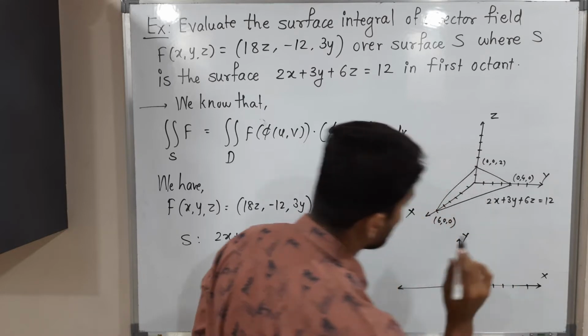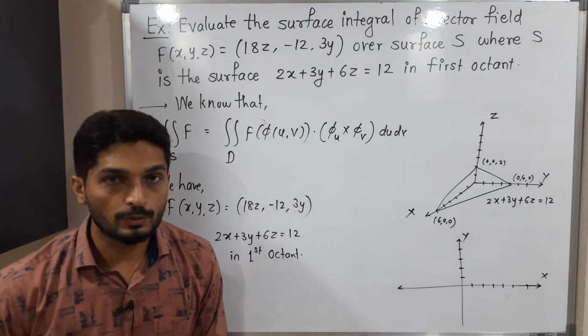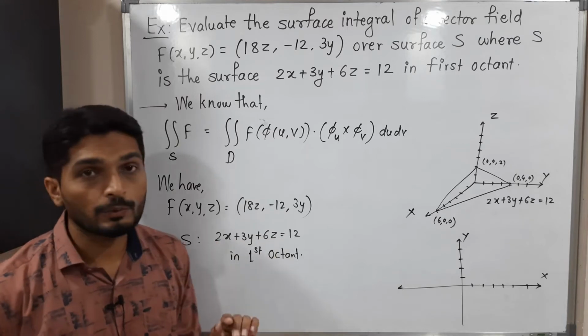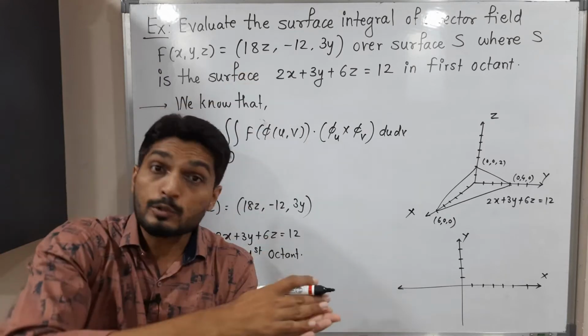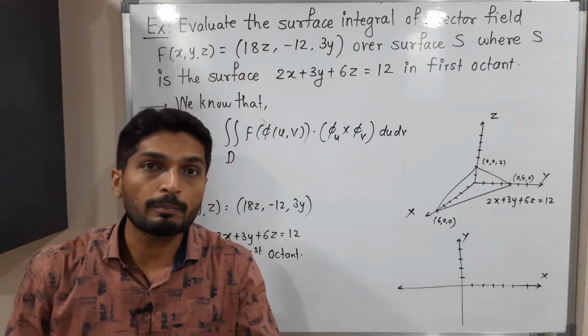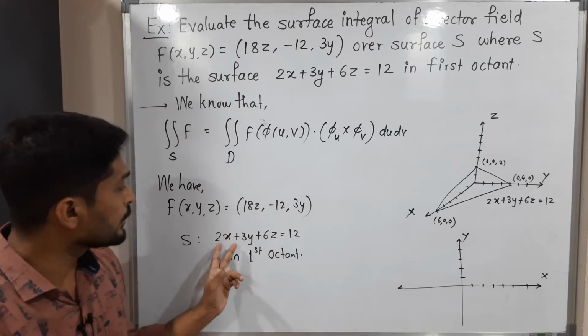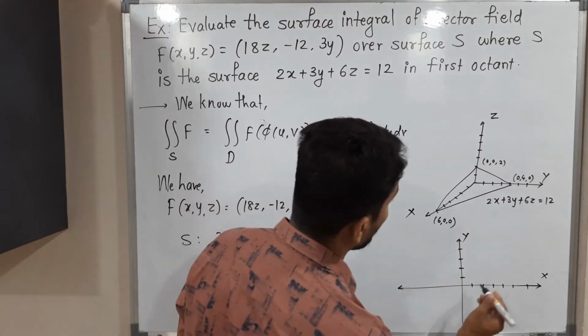Yes, this is a scaling, this type of scaling we have. So if I put z is equal to 0, we will have 2x plus 3y is equal to 12. What we are doing is taking the projection in the xy plane. What is the equation of the xy plane? z is equal to 0. So that's why I am putting z is equal to 0 here. So 2x plus 3y is equal to 12.